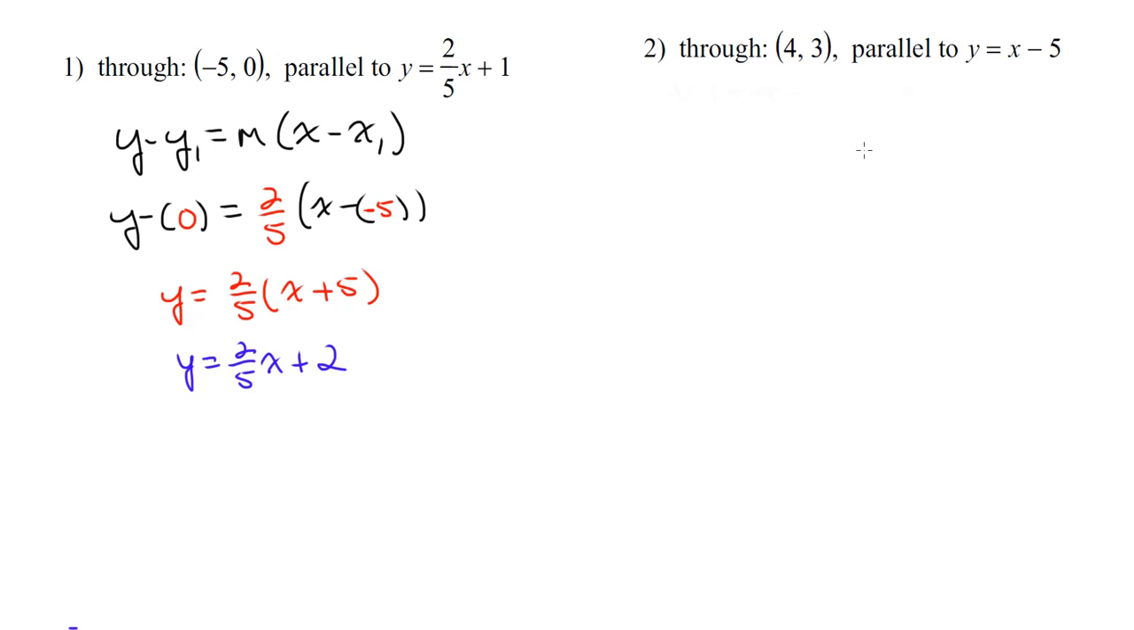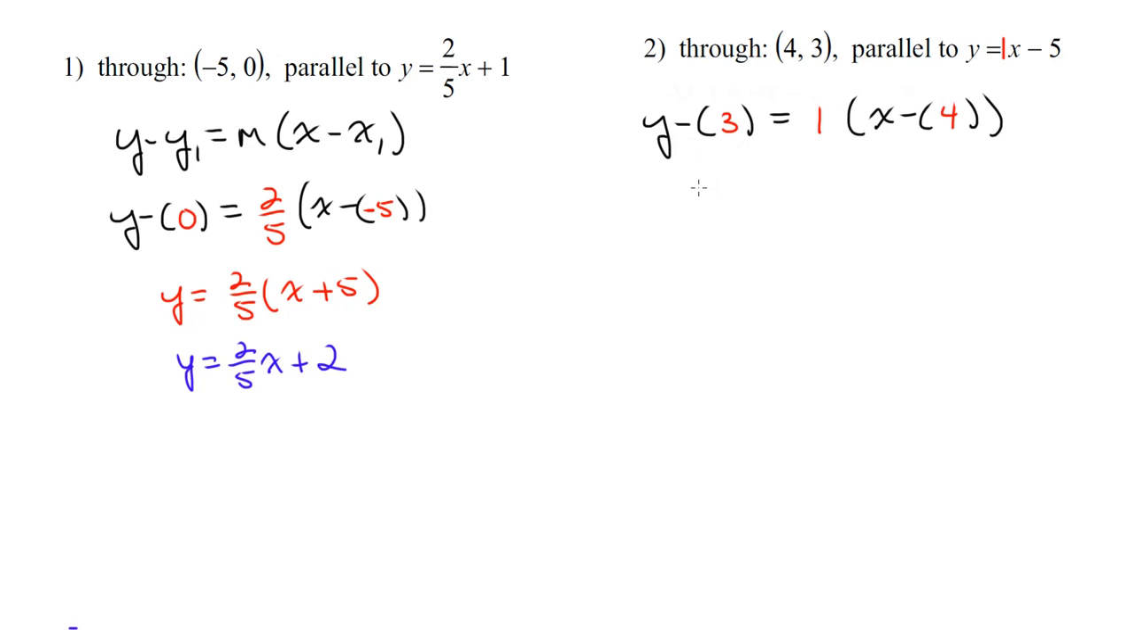In our next example here, we want to write the equation of a line parallel to the line y = x - 5 and passes through the point (4, 3). So let's set up our point slope form. y - y1 = slope times (x - x1). We'll plug in our slope, which is the invisible coefficient of 1 in front of x. Our y1 value is 3 and our x1 value is 4.